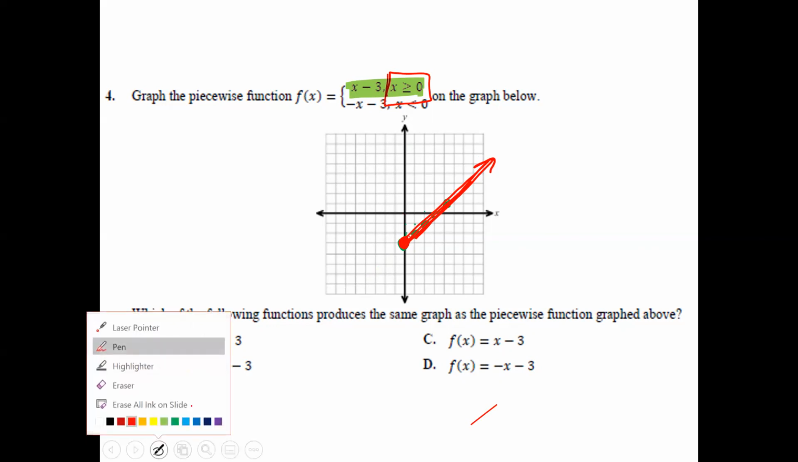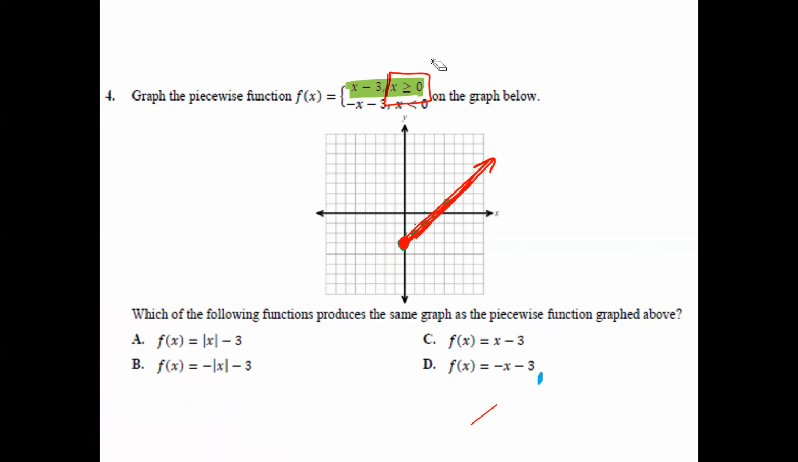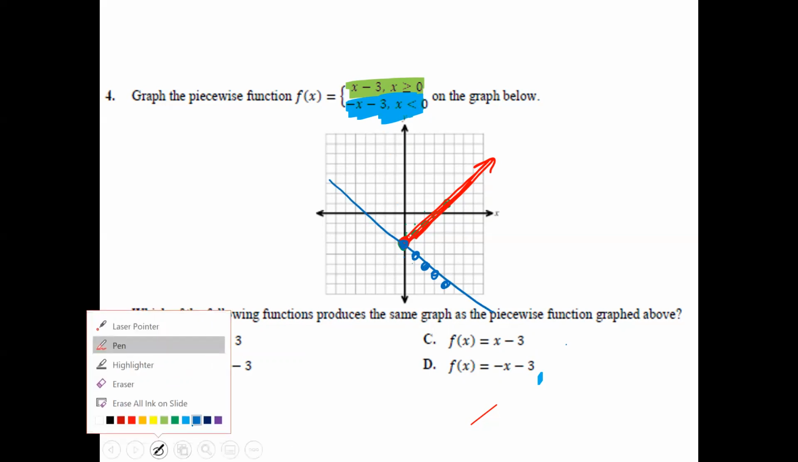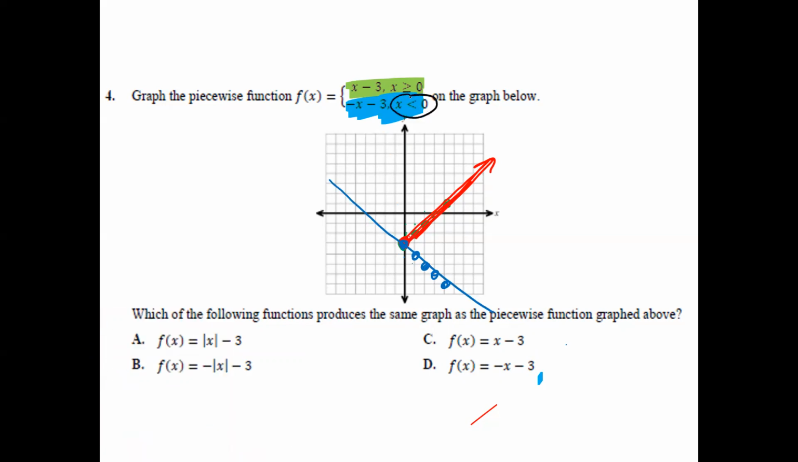Okay. Then I take a look at the second part, which is -x minus 3, where x is less than 0. So what that means is I start at -3 right there, down 1, to the right 1, down 1, to the right 1, and so on. Here is my graph. I'm not going to use the entire graph. I'm going to use a piece of it. Which piece? x is less than 0. So at 0, it's an open circle. Less than 0 means that it's going to go up this way. And then I'm going to erase this part right here.